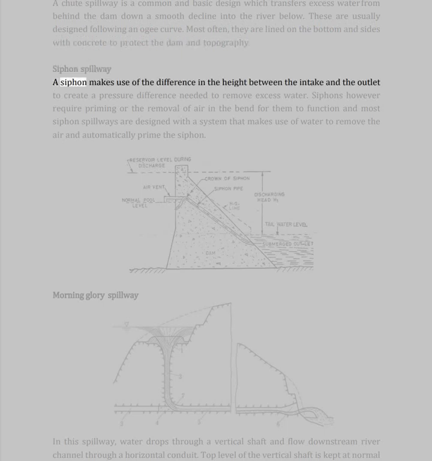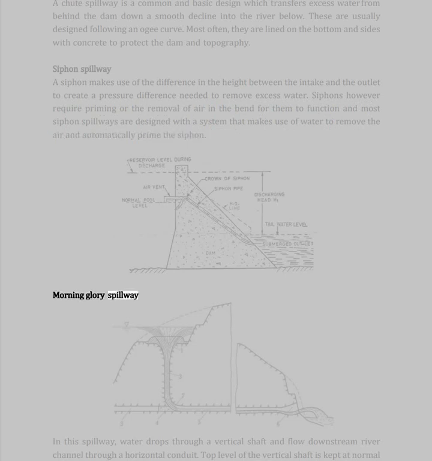Siphon spillway. A siphon makes use of the difference in height between the intake and the outlet to create a pressure difference needed to remove excess water. Siphons, however, require priming, or the removal of air in the bend, for them to function, and most siphon spillways are designed with a system that makes use of water to remove the air and automatically prime the siphon.